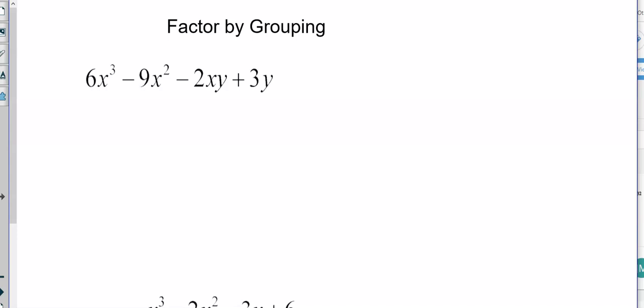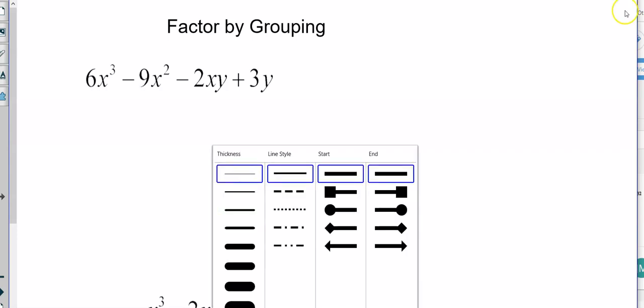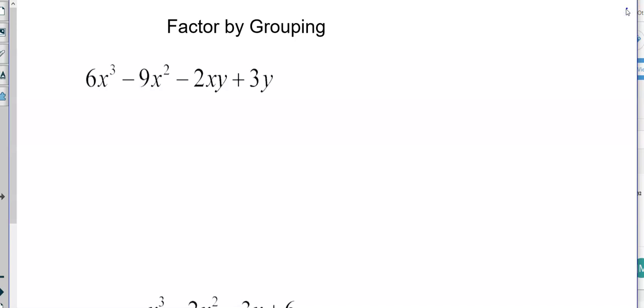Okay, so today we're going to talk about factoring by grouping. The basic method: anytime you have four terms, you want to use this method. You can see there are four terms right there. This is factoring by grouping.